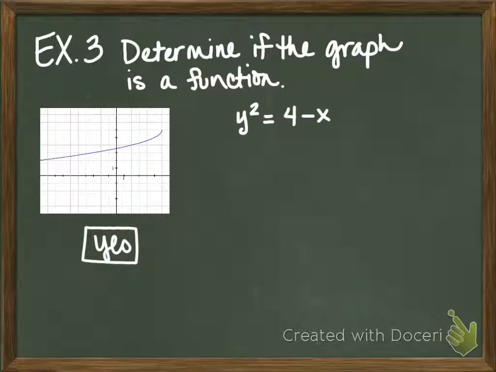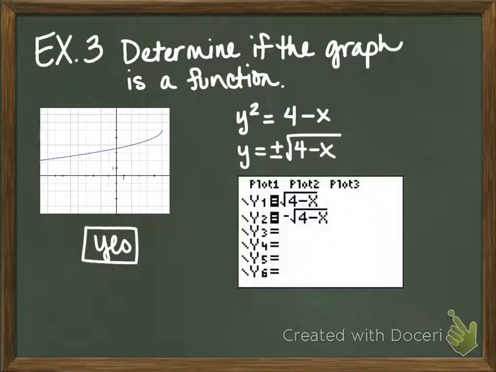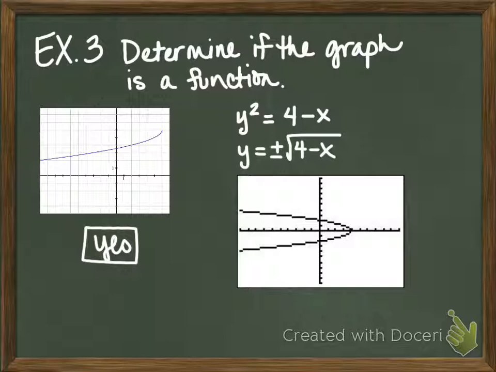Sometimes you're going to be given an equation, like y² equals 4 minus x. Well, I can use my calculator to look at the graph, but I have to get y by itself first. So to get y by itself, I have to take the square root of both sides. So when I take the square root, remember it's the plus or minus square root of 4 minus x. So I'm going to put this in my calculator, and I'm going to put it as two separate functions, the positive square root of 4 minus x and then the negative square root of 4 minus x. Then I'm going to hit graph, and this is the picture that I get.